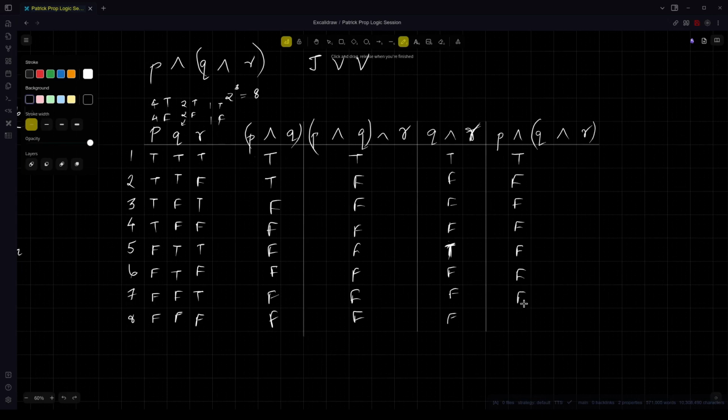All false? Yeah. Okay. Now compare this to this. Yeah, both the same. They're both the same. And when two propositions have the same column configuration, they're called logically equivalent. Yeah, with the three horizontal bars between them. Exactly. So P and Q.